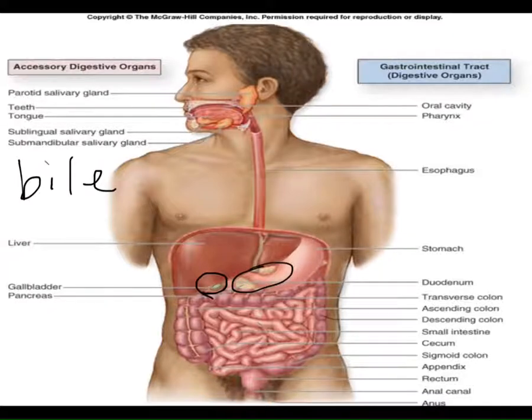But it also secretes digestive enzymes that go into the gut. That makes it exocrine. So it is both exocrine and endocrine. So those are the accessory organs.